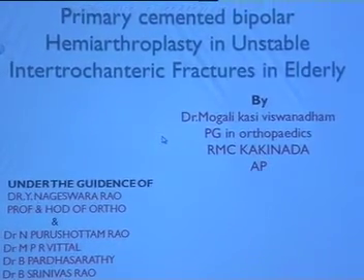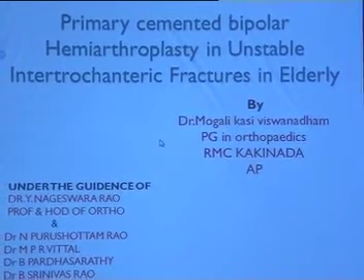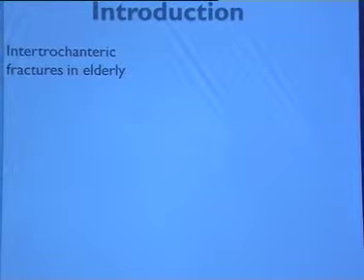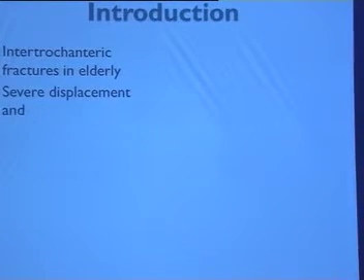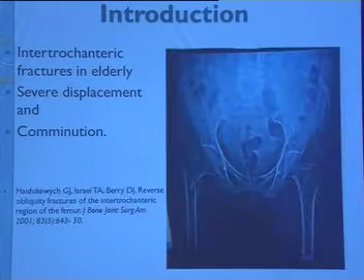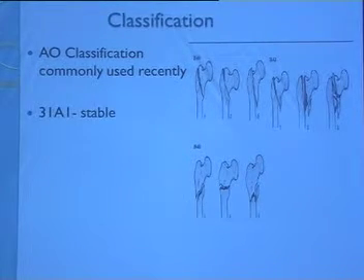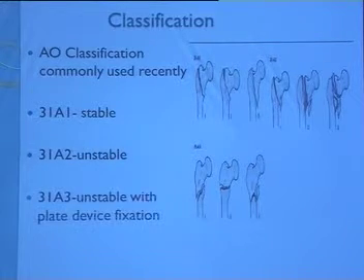I am going to present a paper on primary cemented bipolar hemiarthroplasty in unstable intertrochanteric fractures in the elderly. Intertrochanteric fractures in the elderly are characterized by severe displacement and comminution. There are many classifications, but recently the AO classification is most commonly used. A1 is stable, A2 is unstable, and A3 is unstable with plate-device fixation.